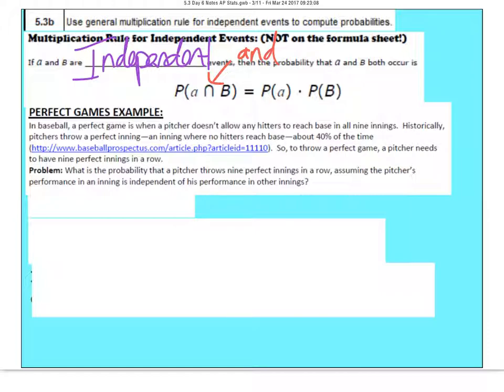So in the previous lesson, I showed you a conditional formula to prove if things were independent or not. Now, if you're told they're independent, you can just jump right to this and make it very simple.